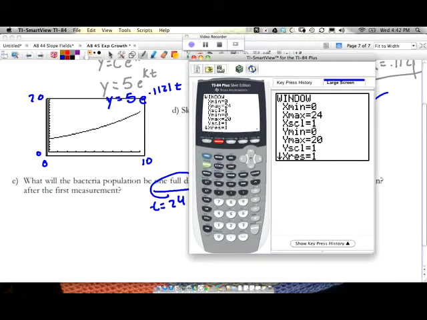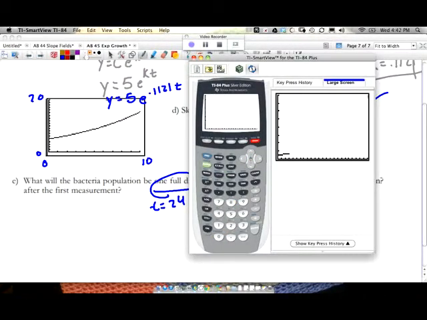Let's go instead of from 0 to 20, how about 0 to 80? And we're going to skip by tens. Does that give us enough? Ooh, just barely. So after 24 hours, it looks like we're up here around 80, maybe 75.